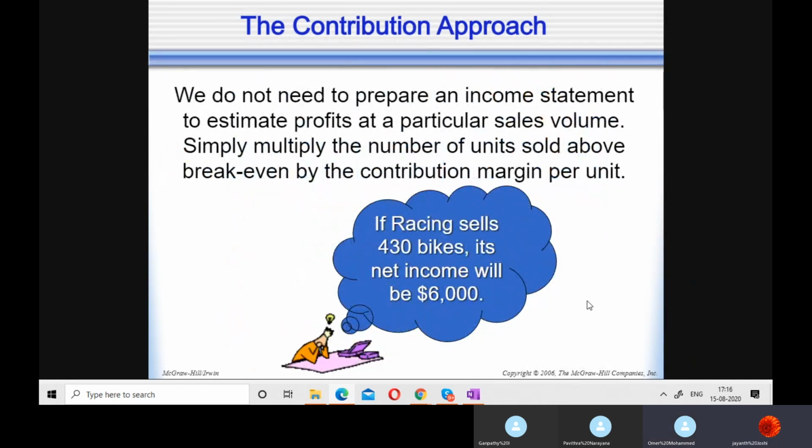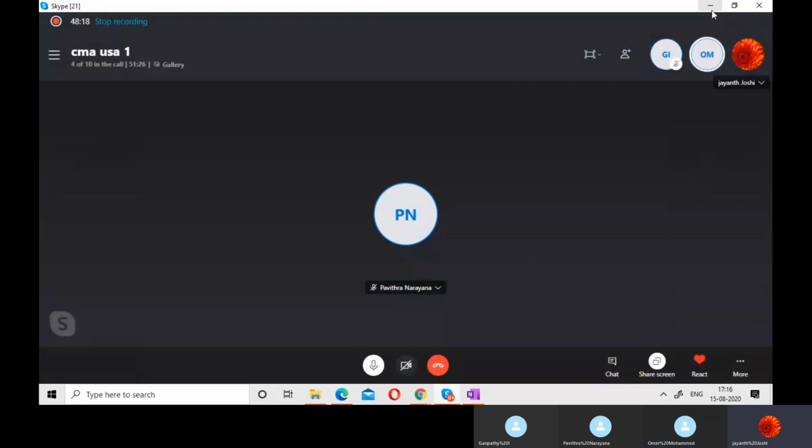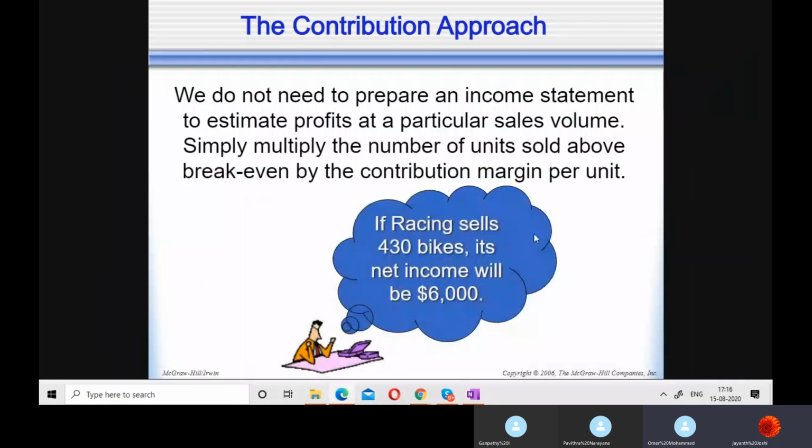So after break-even, if you sell even one extra unit, you will always be in profits. Okay, now we do not need to prepare an income statement to estimate profits at a particular sales volume. Simply multiply the number of units sold above break-even by the contribution margin per unit.